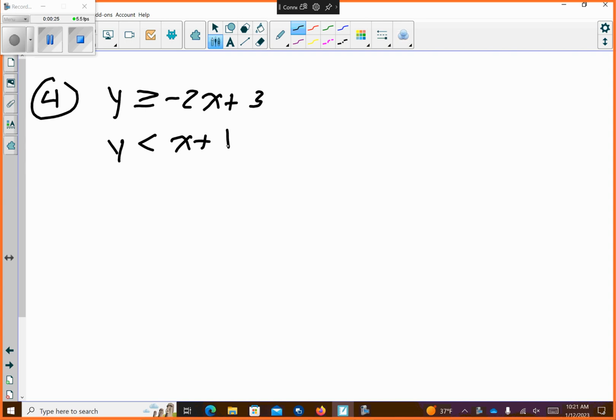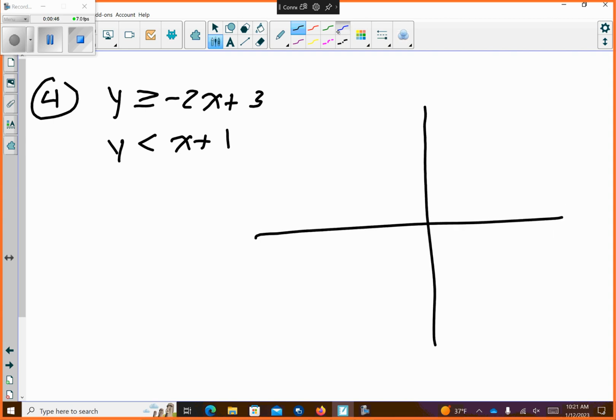Hey, can you all decipher when you just look at it that you're going to have one solid line and one dotted line? Yeah, with the underline. The underline inequality means it's solid, and when the inequality doesn't have an underline, it's not, right? All right, so we're just going to draw, best we can, a graph.